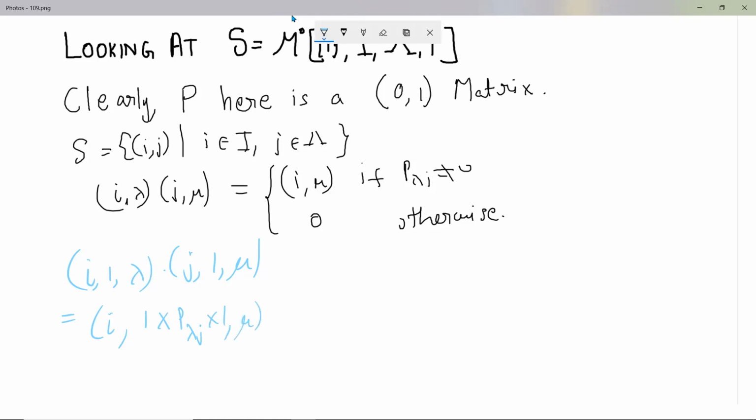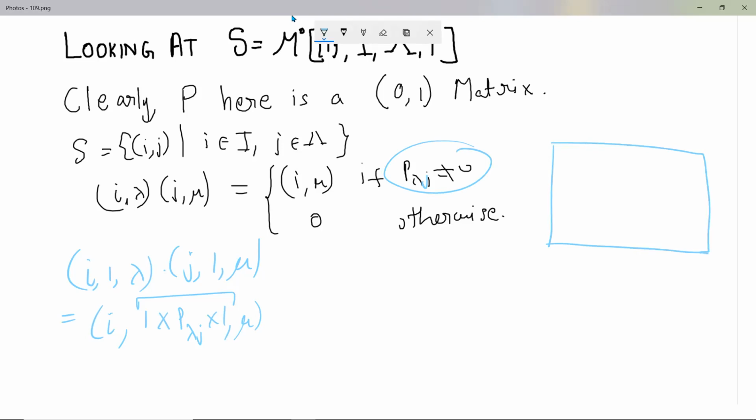So, what do you know? This will be 1 if and only if p lambda j. So this is wrong here, it is j. Just my own way to write. So that will be 1, in which case we can just identify this with (i, mu). We don't need to mention the 1. Or it will be 0. So the multiplication is very straightforward. You look at the matrix, and if the element p lambda j in the matrix is 0, then the product is 0. Otherwise, it's (i, mu).